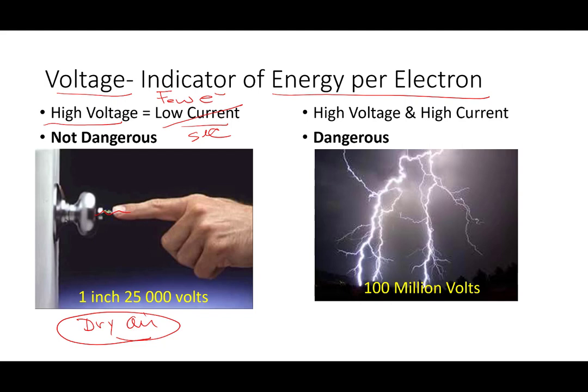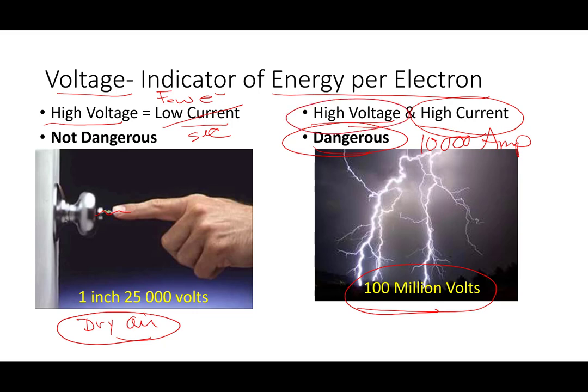On the other hand, if you have high voltage and you have high current, holy moly guacamole, that's going to be a lot. For example, lightning can be over 100 million volts, plus you can have thousands of amps of current, and the combination of high voltage and high current is what can kill you, and that can be a bad, bad day.